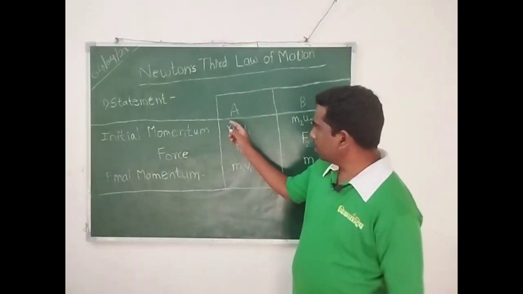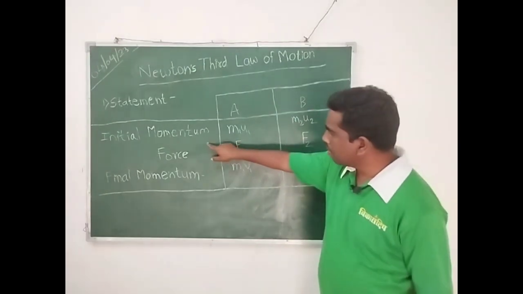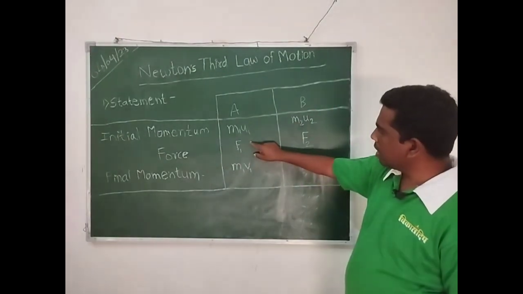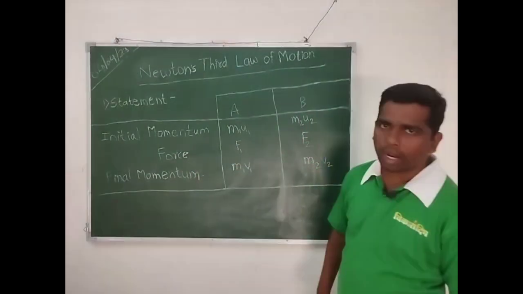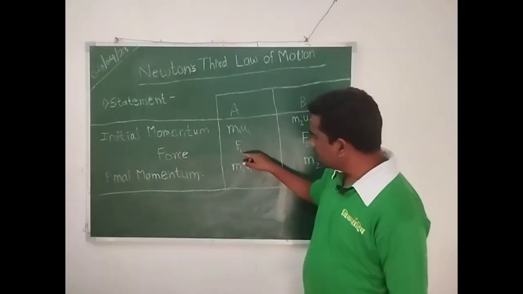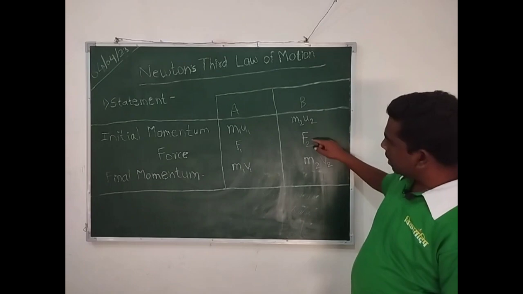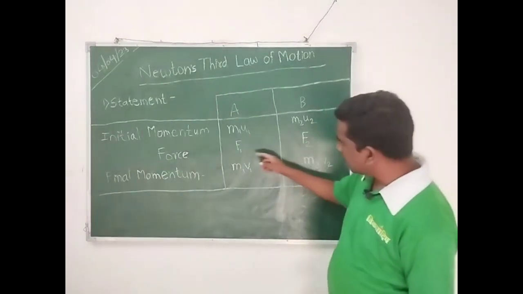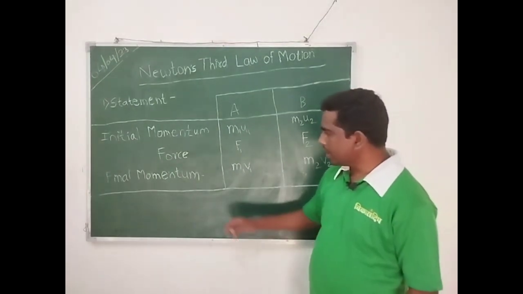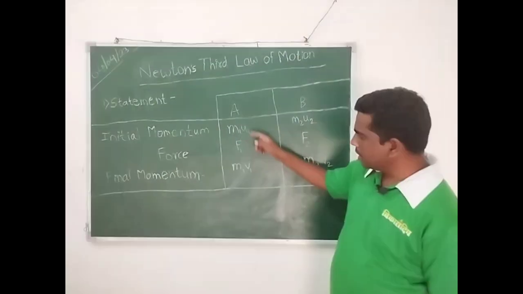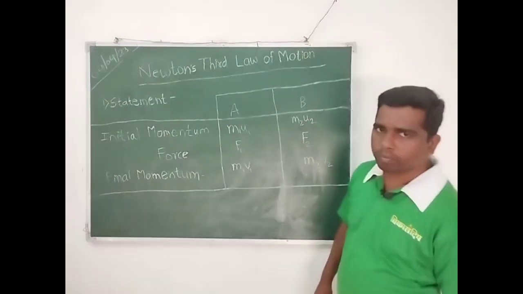Suppose there are two objects, object A and object B, and the initial momentum of object A is m1 u1 and the initial momentum of object B is m2 u2. When these two objects collide, the force exerted by object A is f1 and the force exerted by object B is f2. These two forces are equal in magnitude and opposite in direction, and because of that the final momentum of object A is m1 v1 and the final momentum of object B is m2 v2.